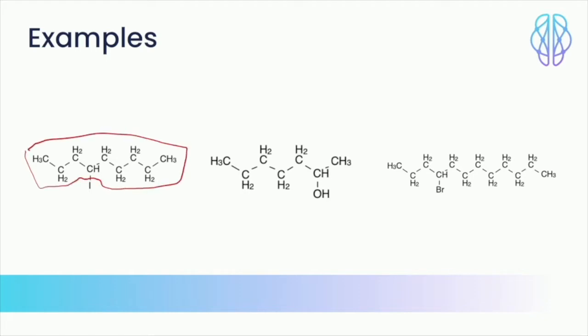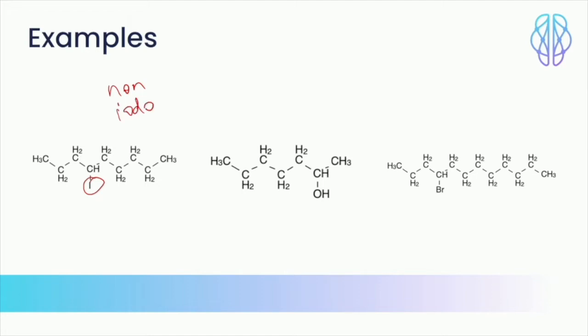So the first thing I need to gather is how long is that chain. So 1, 2, 3, 4, 5, 6, 7, 8, 9. And you may recall from the first video that gives us the prefix non. The next thing we're going to do is look for the presence of any functional groups. So I have this iodine molecule attached here. So that's going to give us the prefix iodo.